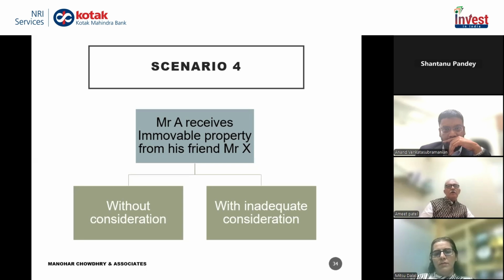So let us take an example. A received the immovable property from his friend X. One situation could be without consideration, the other could be with inadequate consideration. There is a consideration, but it is inadequate. So let's see how it would work out.